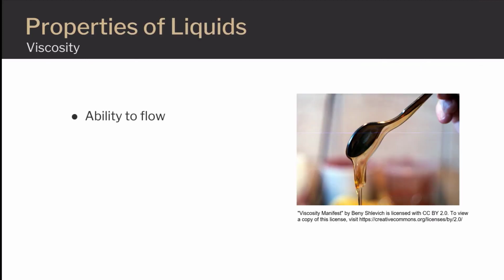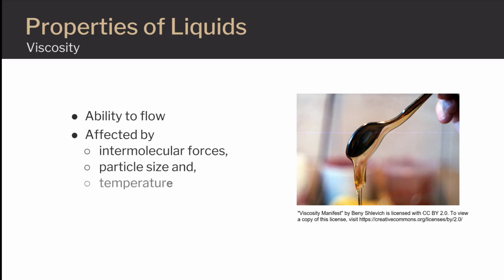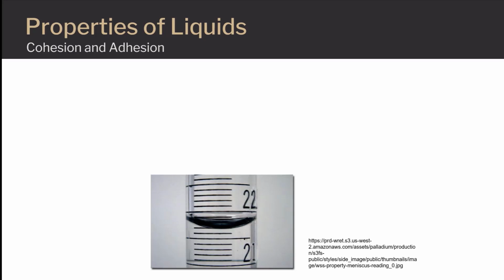Viscosity is the ability of a liquid to flow. You've probably noticed that water flows effortlessly while it takes a longer time to pour honey out of its jar. Intermolecular forces, size, and temperature all play a role in how viscous a liquid is. The weaker the attraction between the molecules, the lower the viscosity. Liquids made of big molecules tend to be more viscous than those made up of smaller molecules. Increasing the temperature of a liquid tends to decrease the intermolecular forces, which in turn reduces its viscosity.